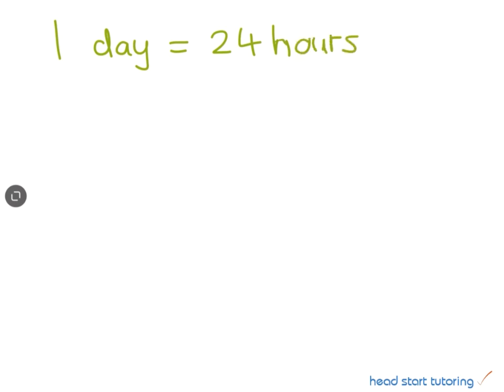One day is equal to 24 hours. So when we are converting from days to hours, we multiply by 24. When we are converting from hours to days, we divide by 24.